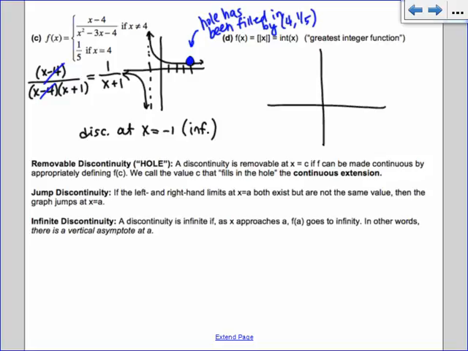Every integer is greater than or equal to itself. And then you have 2.1, it rounds down to 2. 2.3 rounds down to 2. Okay, so we're going to have filled in on the left, open on the right. Filled in on the left, open on the right. It's going to look like that.